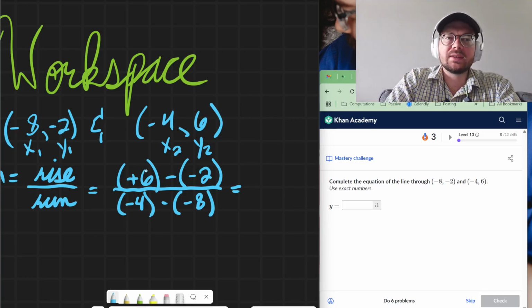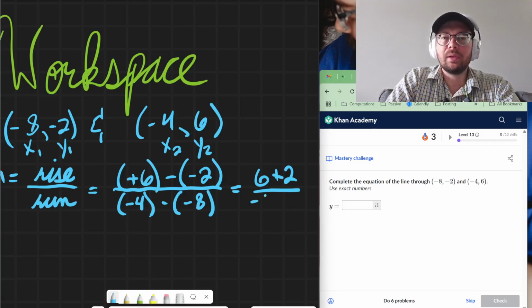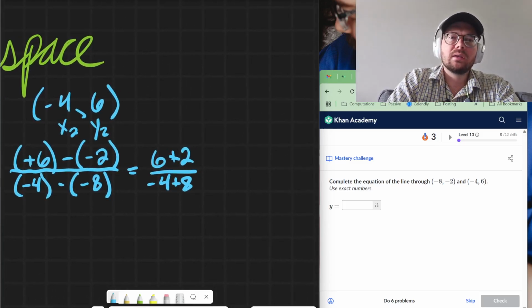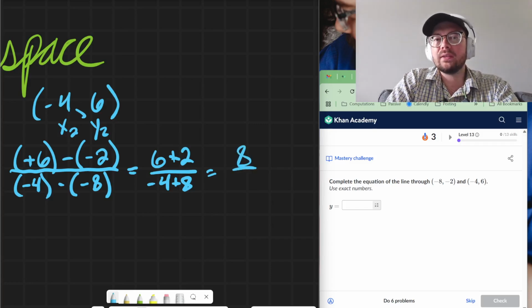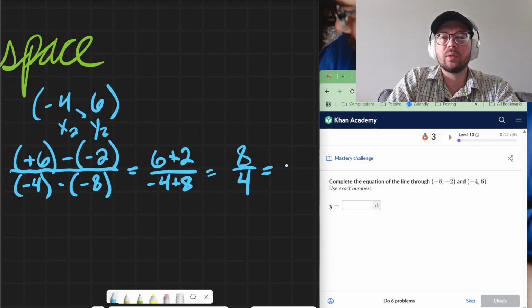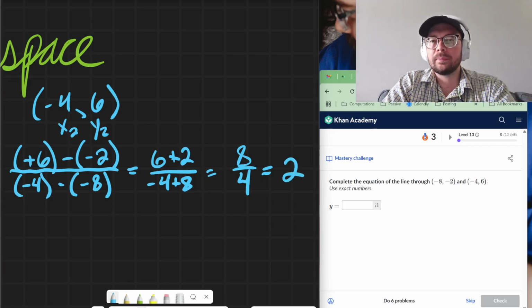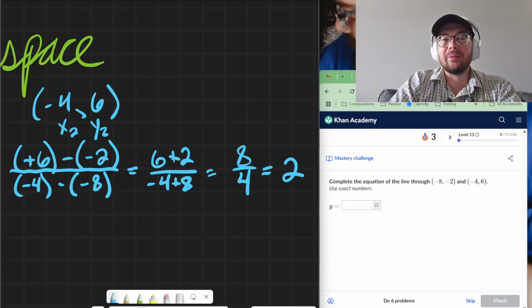So anyways, let's clean this up. So that's going to be just 6 plus 2 on the top there. And then this is actually going to be negative 4 plus 8. Okay. So then 6 plus 2 is 8. Negative 4 plus 8 would be the same thing as 8 minus 4, which is 4. And then 8 over 4, or 8 divided by 4, is 2. Okay, so now we know the slope is 2.